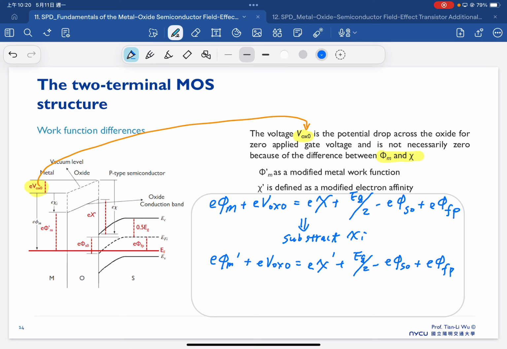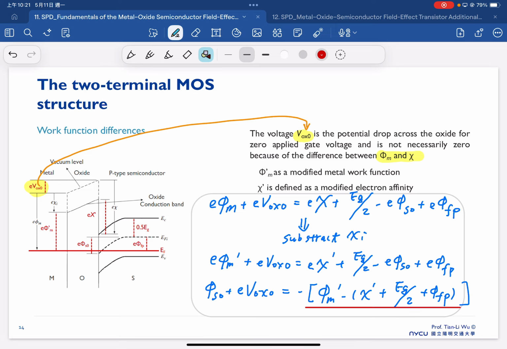So again, we just try to move everything. The phi S0 plus E VOX0 is equal to minus phi m prime minus, and then in the end we just define this term as phi ms, which is the metal semiconductor work function difference.